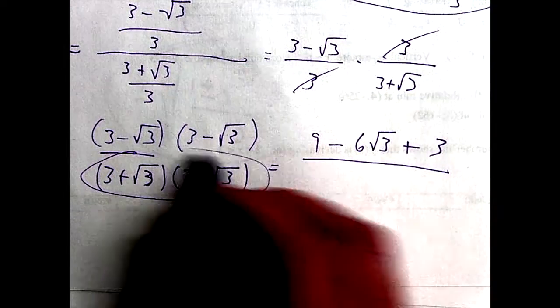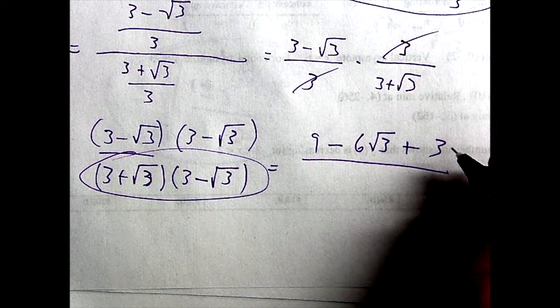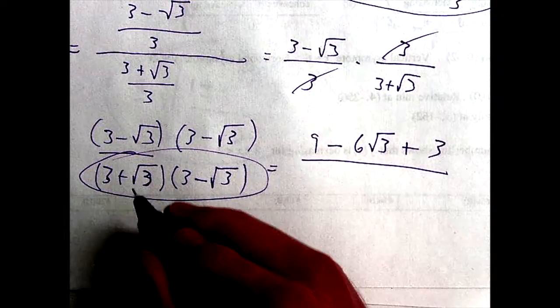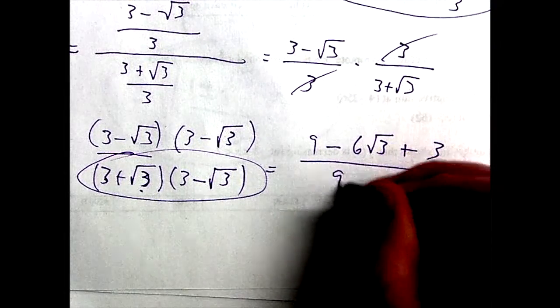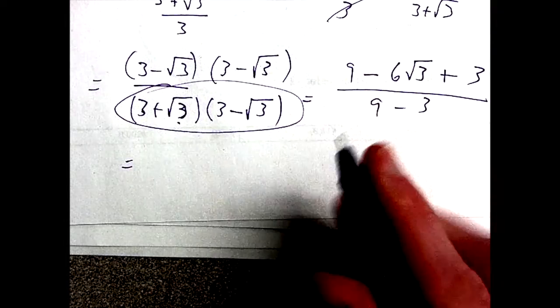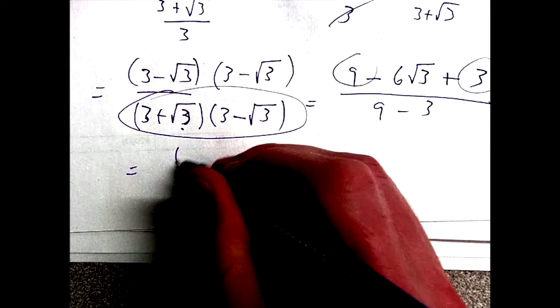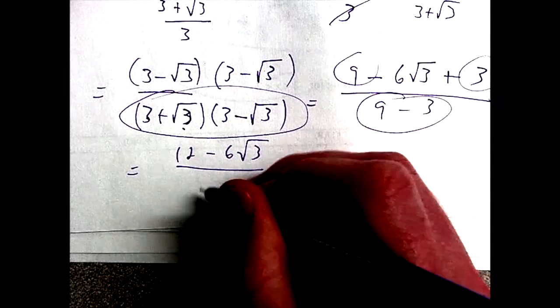And then here, this is a difference of 2. It's a product of a sum and a difference, so it's going to multiply out as a difference of 2 squares. In other words, this thing squared minus that thing squared. In other words, 9 minus 3. So this and this can be combined, right? That's just 12. So 12 minus 6 root 3 over, and then 9 minus 3 is just 6.